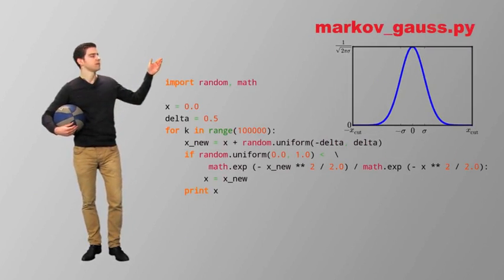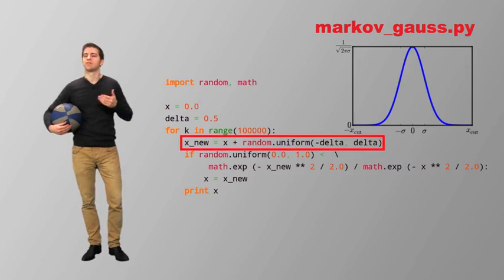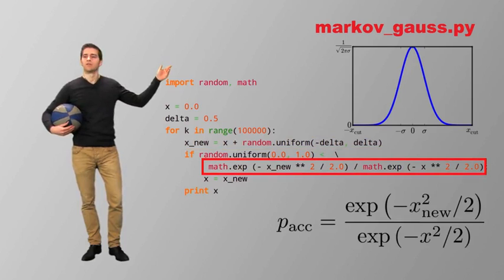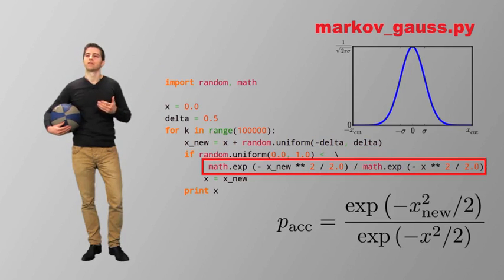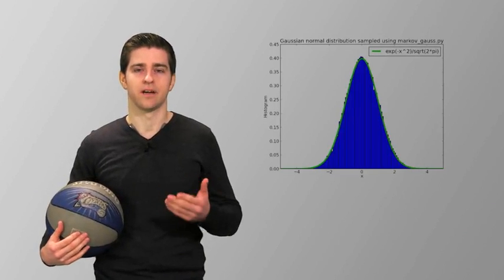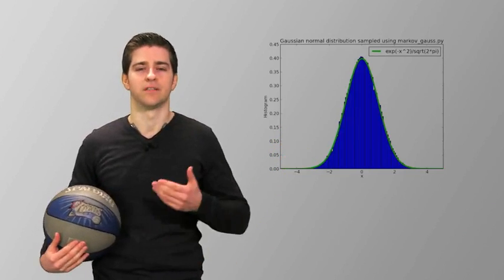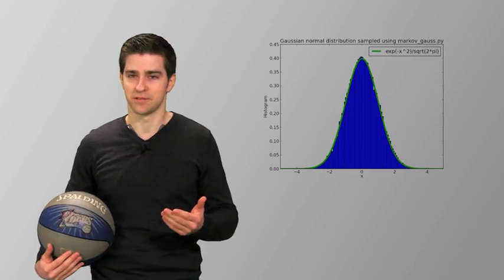We start at x equal to 0. Then we propose a random move with a step size between minus delta and delta. The acceptance rate of this proposed move, according to Metropolis, is shown here. And we have really understood that the minimum does not need to appear in the code. As we see, the algorithm samples the Gaussian distribution nicely, but it is much better to choose another route.